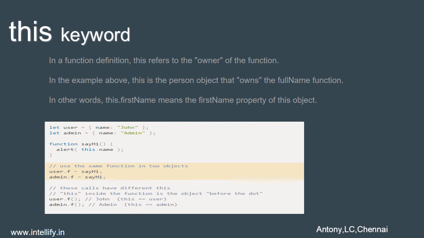For example, the value of this is a property of an execution context, that is a global, function or eval context. In non-strict mode, it is always a reference to an object, and in strict mode it can be any value. In the global execution context, this refers to the global object whether in strict mode or not. In function context, this depends on how the function is called.